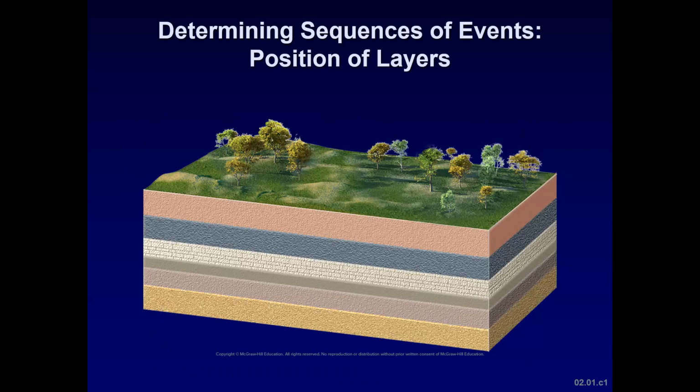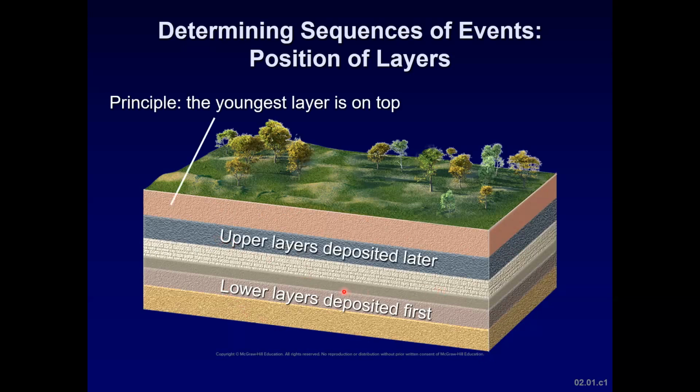All right, so we can determine sequences of past events by looking at the positions of rock layers. In a sequence of layers, the bottom layers are deposited first, and the layers on top are deposited later. So lower layers first, upper layers later. That's a geologic principle, a guiding principle, that the youngest layer is found on top, unless something happened to tilt it or turn it over. And the oldest rock is on the bottom.